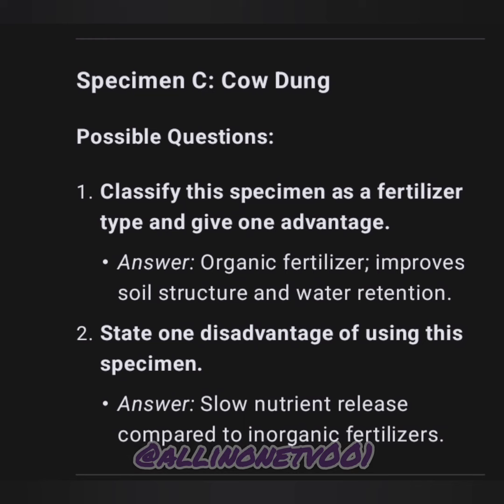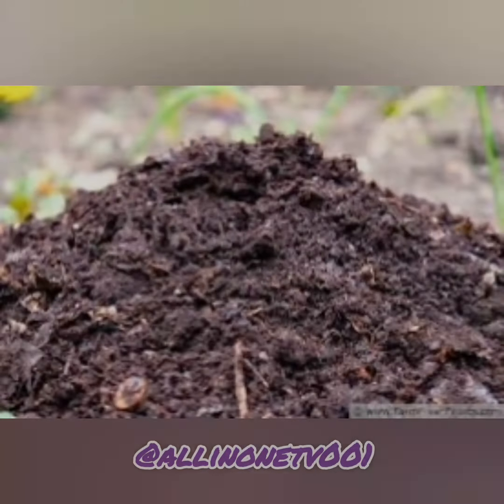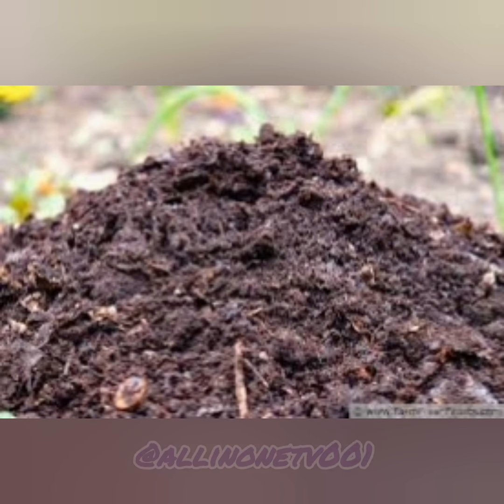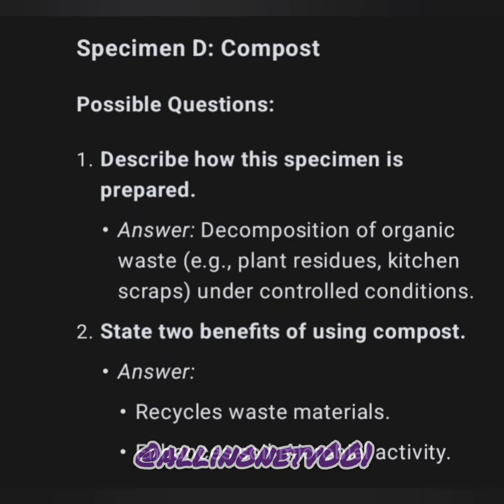Then specimen D is compost. Specimen D, compost. You can see the diagram and the image. Possible question: describe how the specimen is prepared. Answer: the decomposition of organic waste, e.g. plant residue, kitchen scraps, under controlled conditions. Two, state two benefits of using compost. Answer: one, recycles waste material; two, enhances soil microbial activities.